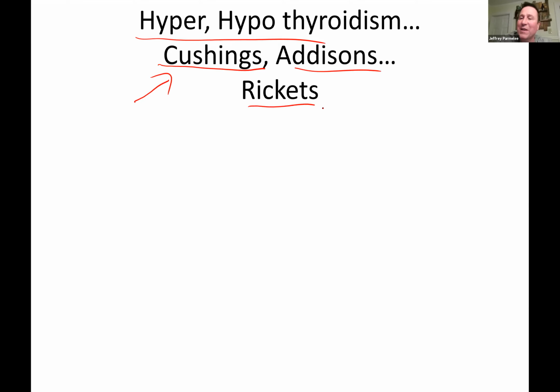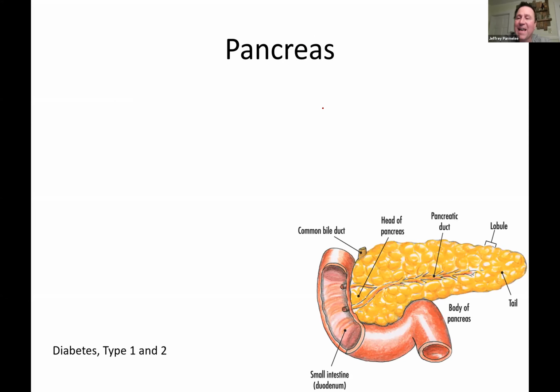And then don't forget rickets is when you don't have enough vitamin D and your bones become bent and weak. And lastly, in terms of the big glands, is the pancreas. So the pancreas is huge. But again, most of it is exocrine. It's making juice with digestive enzymes that is squirted out. But we care about the little islands. There are little islands in the pancreas that secrete those 2 hormones, right?